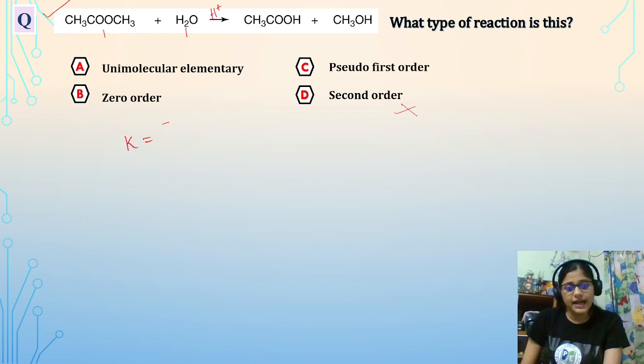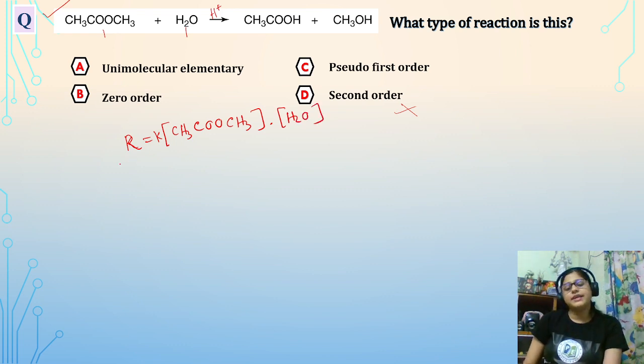you are saying that the rate will be R equals K into CH3COOCH3 into water. So it will be second order, first order with respect to ester and first order with respect to water. You are saying that, right? But why is it not happening here?